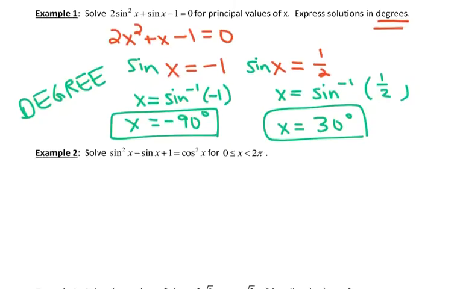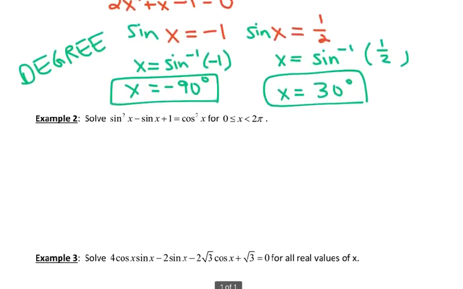All right, let's go do it again. In example 2, I want sine squared x minus sine x plus 1 is equal to cosine squared x. But this time I want to solve it for all values between 0 and 2 pi. Now, for the sake of our problem, let's find all the answers between 0 and 360, and then just change the answers back to radians at the end of the problem. So the first thing I want you to notice is I have sines and cosines. I don't want that.